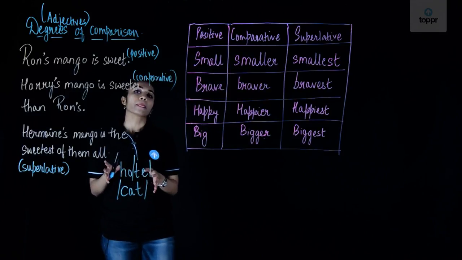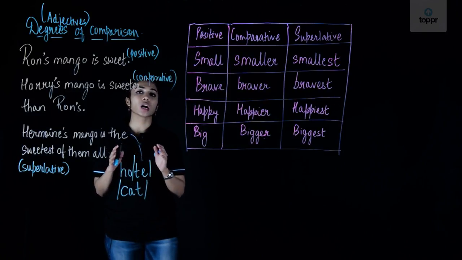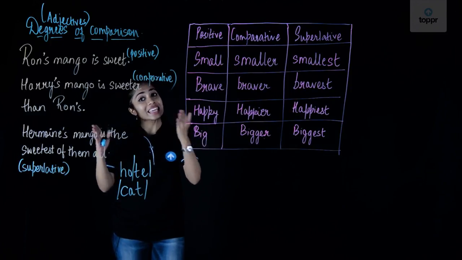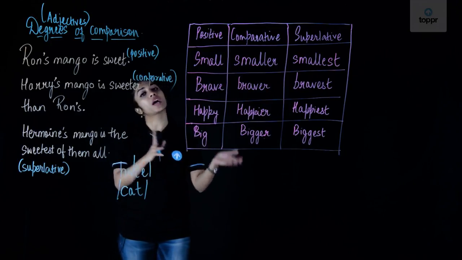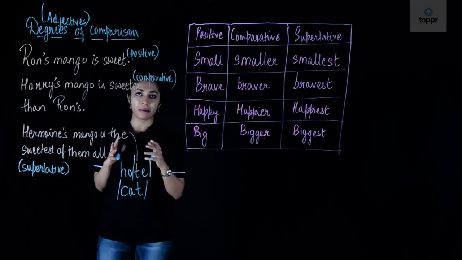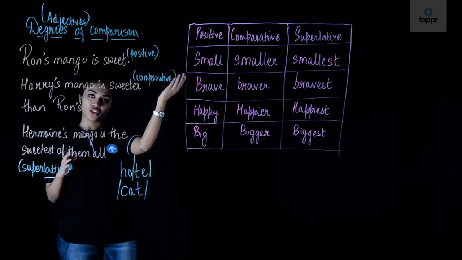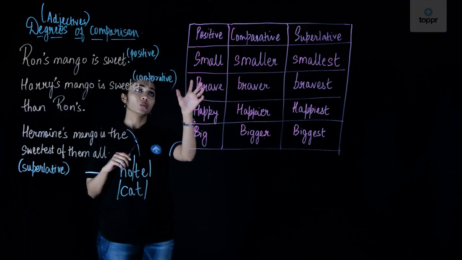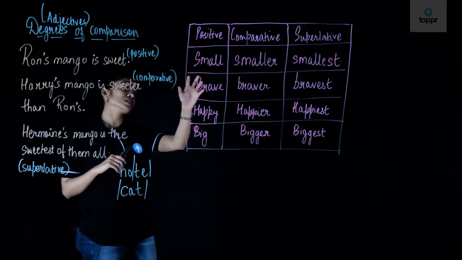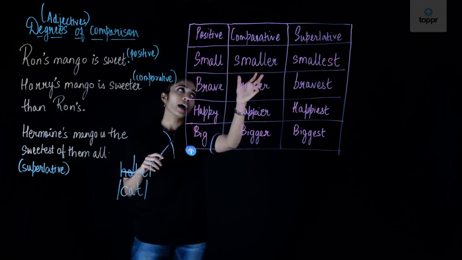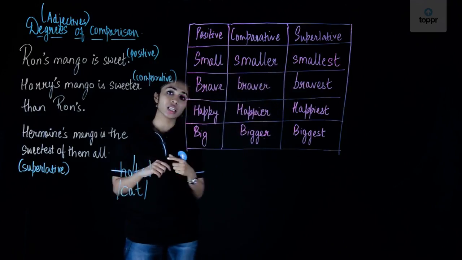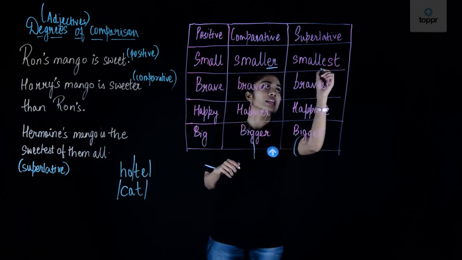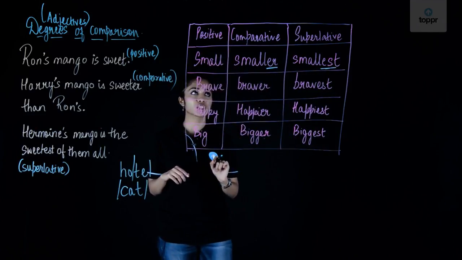So mostly for one-syllable words, we form their comparative and superlative form by adding ER and EST to their positive form. Let's understand it better by looking at this chart. So we have the first word small, which is in the positive form. It becomes smaller in the comparative form and smallest in the superlative form. So do you see how we have added ER and EST to the positive form, which is small?